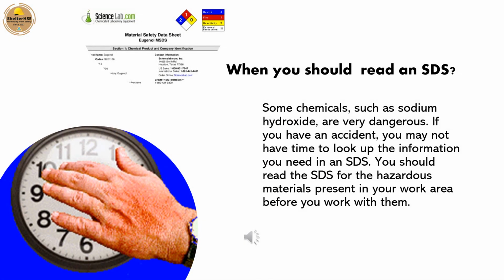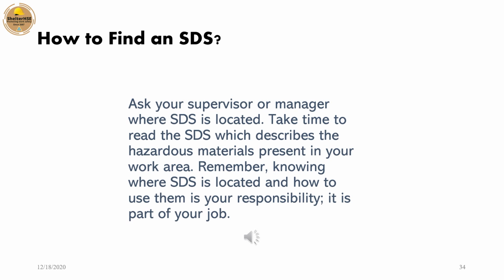Some chemicals, such as sodium hydroxide, are very dangerous. If you have an accident, you may not have time to look up the information you need in an SDS. You should read the SDS for the hazardous materials present in your work area before you work with them. Ask your supervisor or manager where SDS is located. Take time to read the SDS which describes the hazardous materials present in your work area. Remember, knowing where SDS is located and how to use them is your responsibility. It is part of your job.